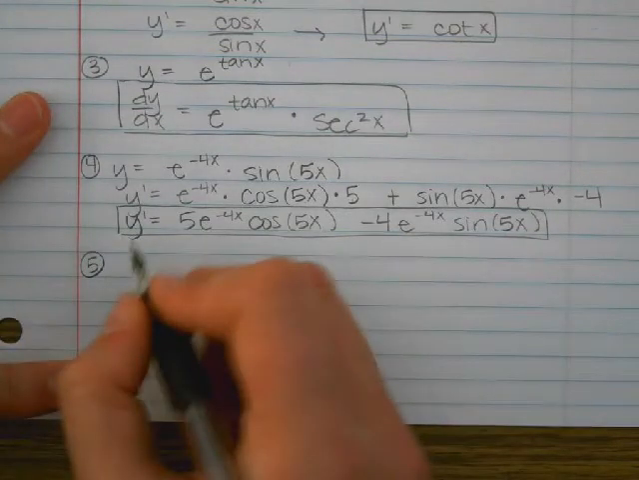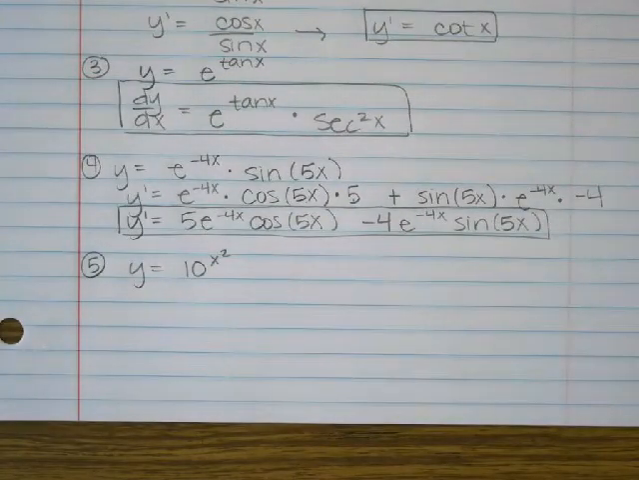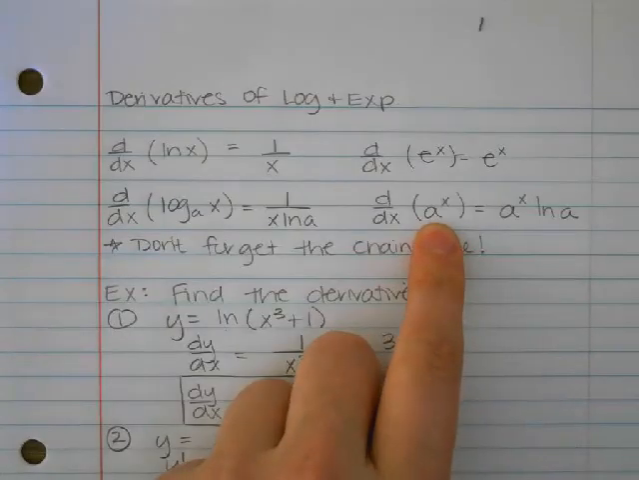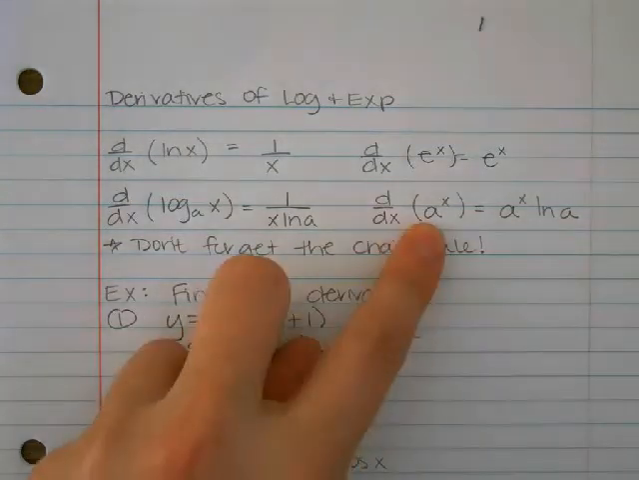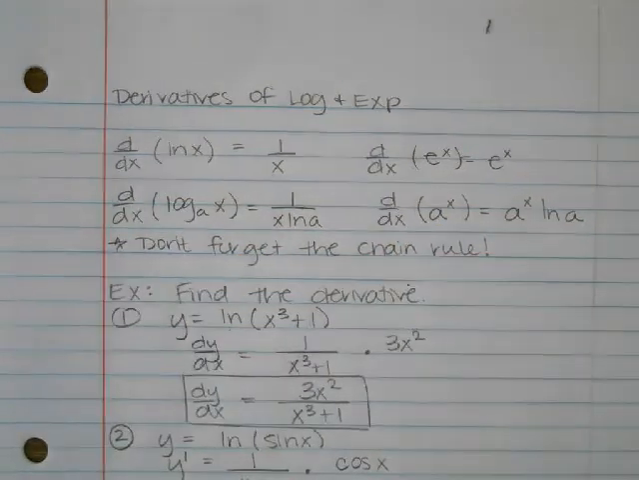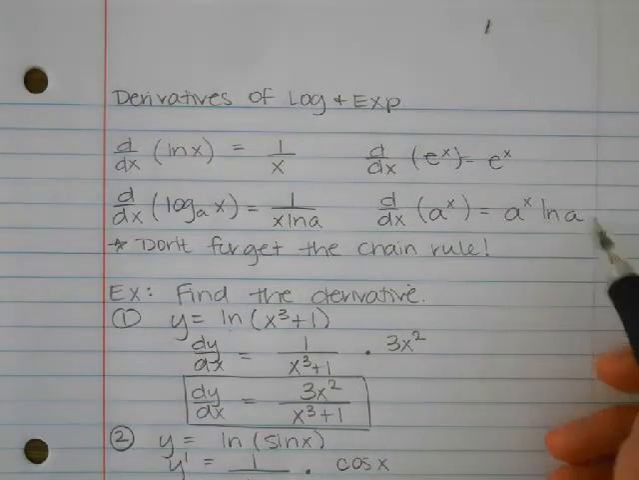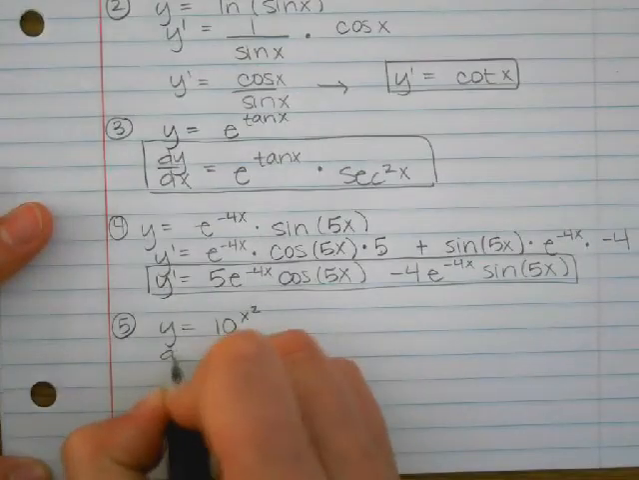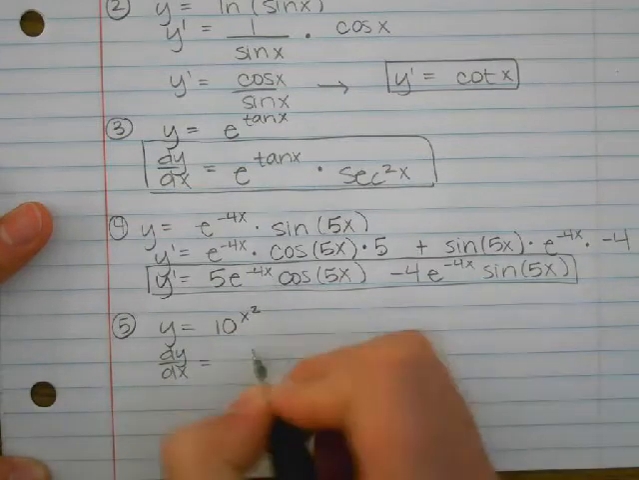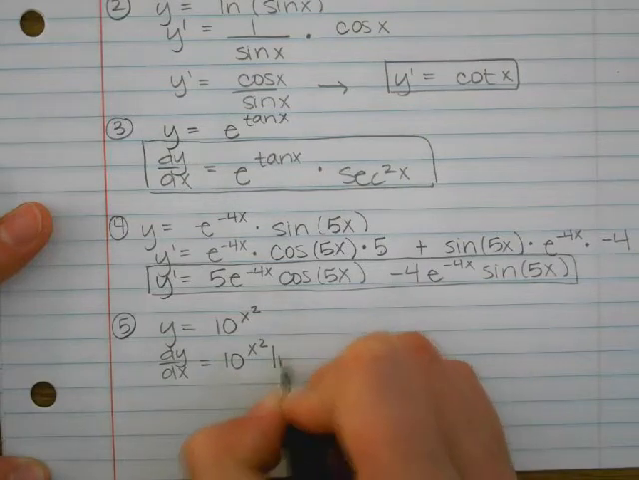For the next example, we're going to say y equals 10 to the x squared. So if we look at the shortcut we're going to use for this one, that would be this shortcut. So we have some base, that's a number a, so it's not a letter, it's not a variable, it's a number. And so that means that we're going to keep a to the x, we're going to keep 10 to the x squared, and then we're going to say ln of whatever the number was that was the base. So our derivative here is going to be 10 to the x squared, and then it's ln of 10.